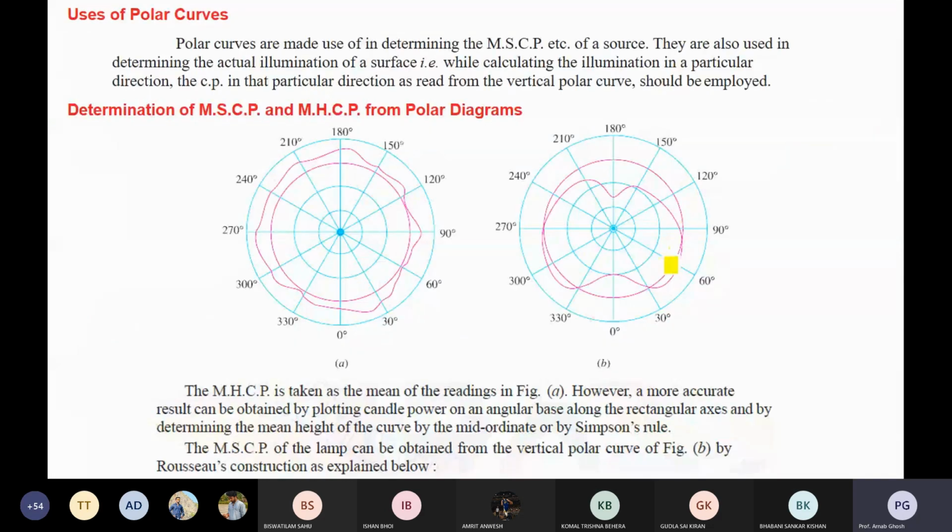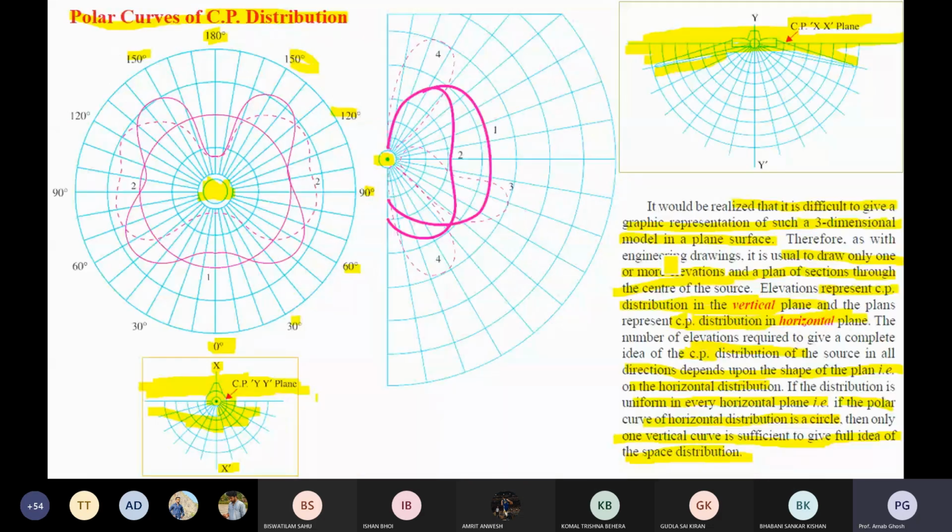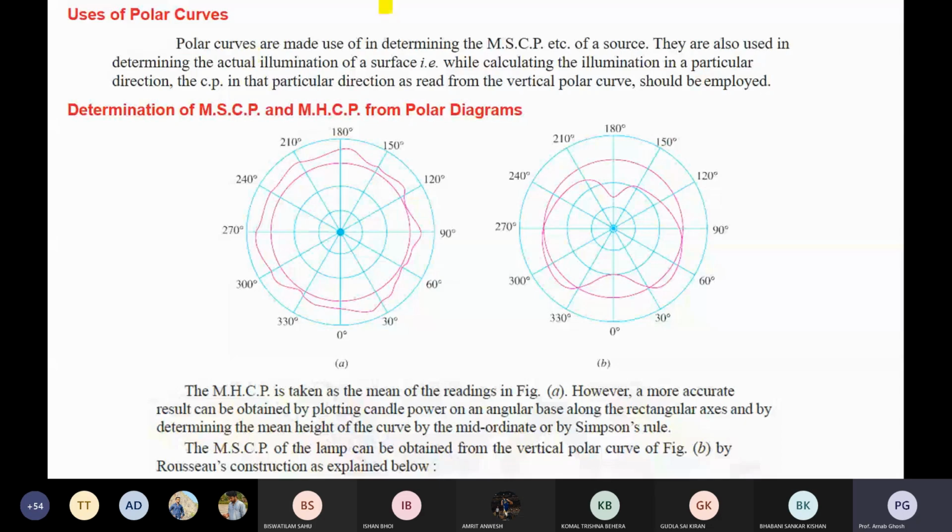Okay, so what are the uses of the polar curve? Important points. What are the most important uses? So polar curves are made to determine the MSCP. Okay, so you know that formula of MSCP. Okay, spherical means spherical candle power. Okay, so that I told you in the first class in the definitions. Okay, so solid angle, okay, total distributions, okay, solid angle.